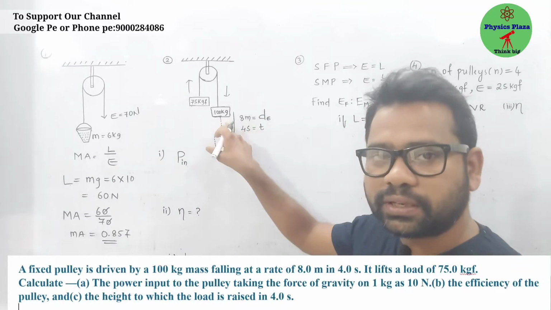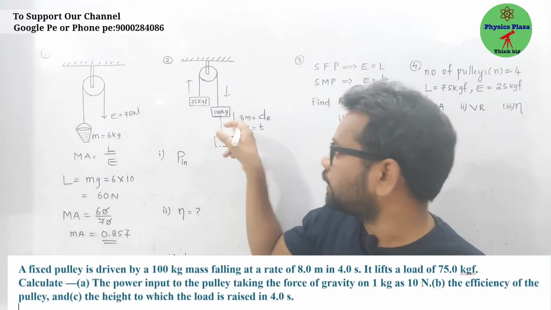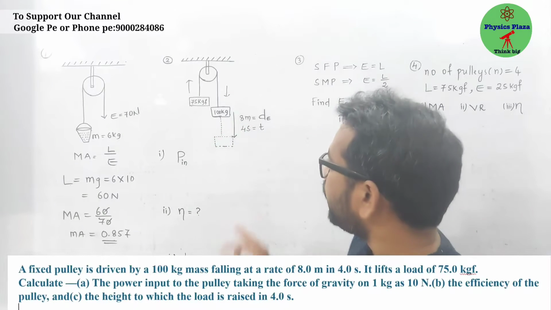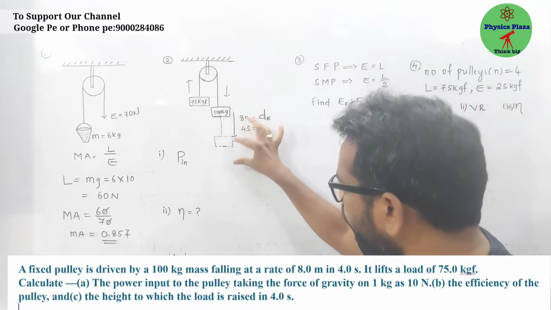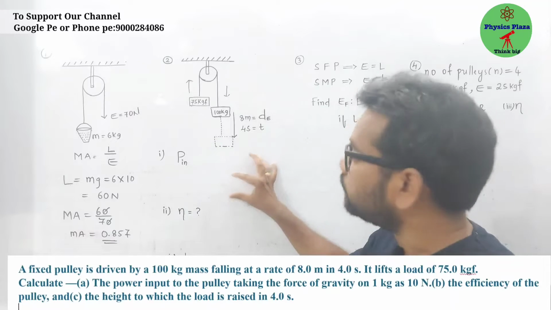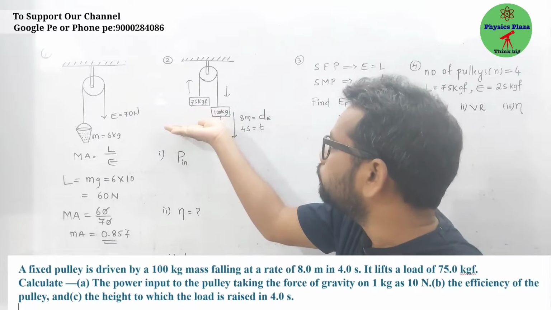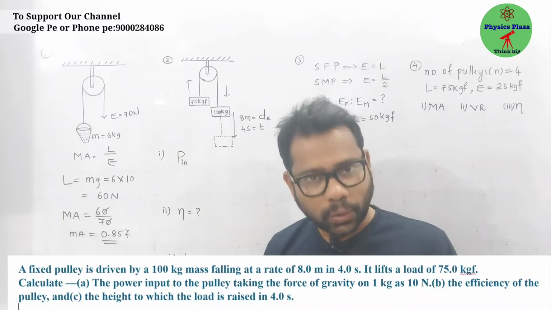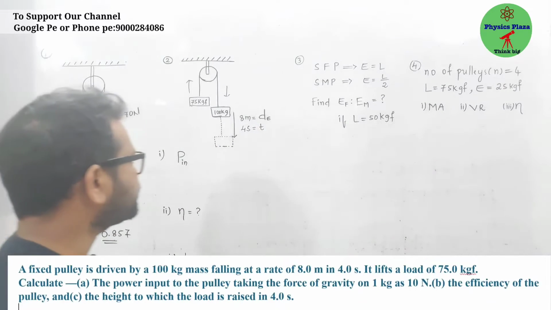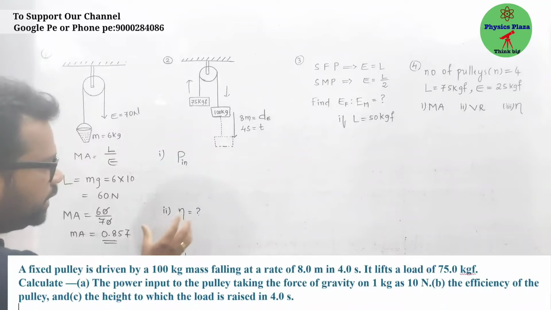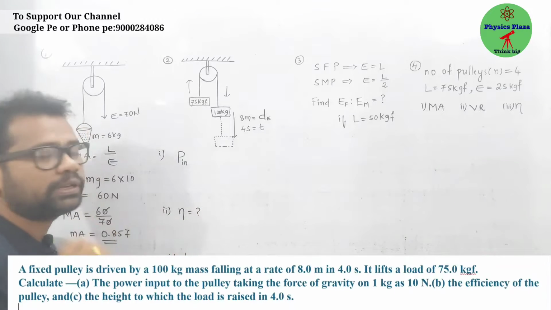Yes, 100 kg and the force of gravity acting on it. Try to understand. As this 100 kg body is falling down, covering 8 meters in 4 seconds, this 75 kgf block is lifted. Now they are asking us to calculate power input, efficiency and load displacement.